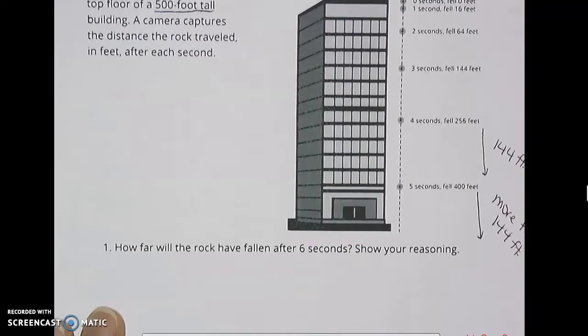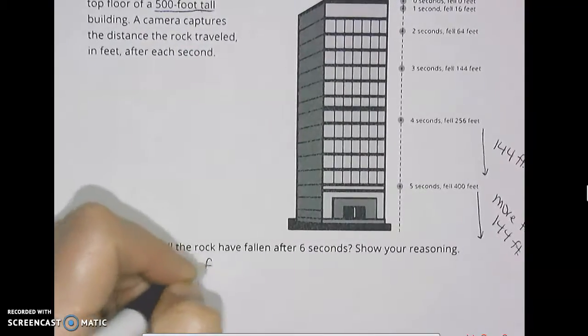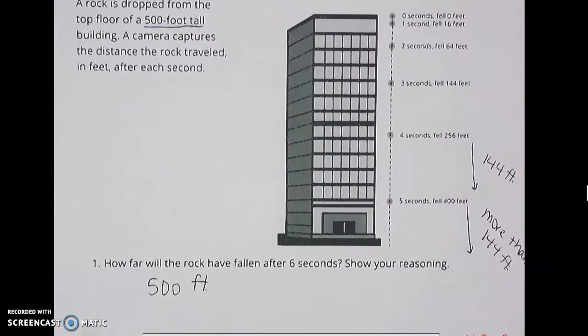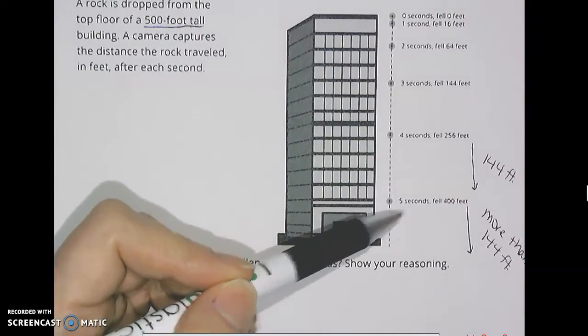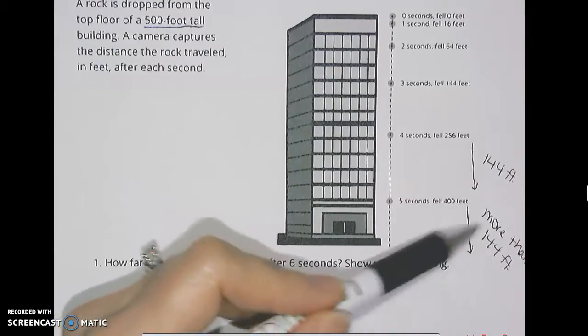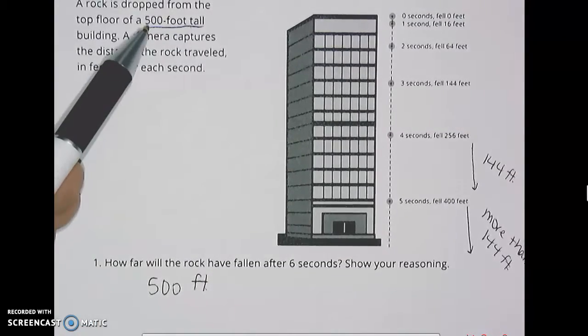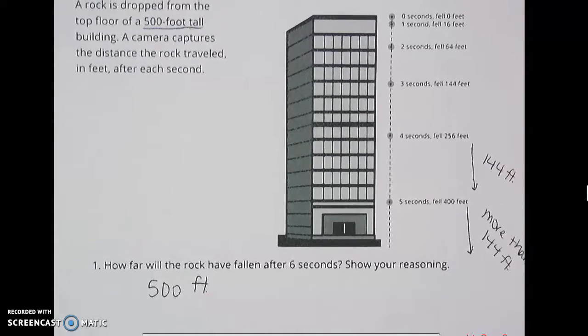So how far will the rock have fallen after 6 seconds? 500 feet. And again, our reasoning was because from 4 seconds to 5 seconds, it fell 144 feet. From 5 seconds to 6 seconds, it had to fall more than that, more than 144 feet, but it only had 500 feet to fall. We're not going into the ground at all.